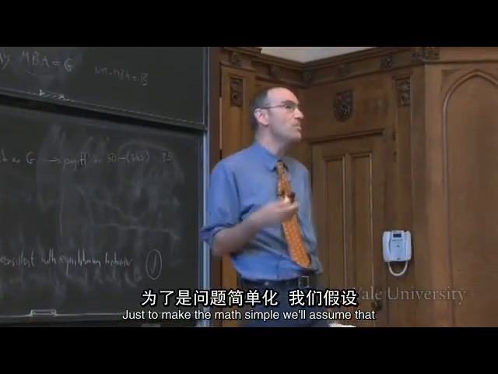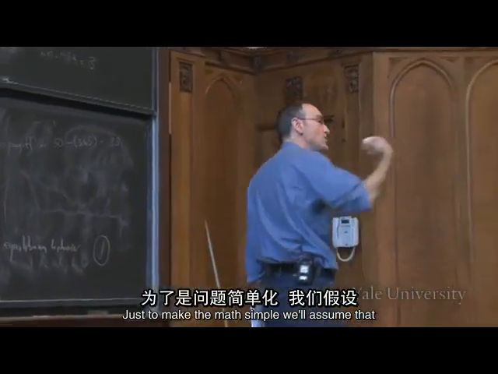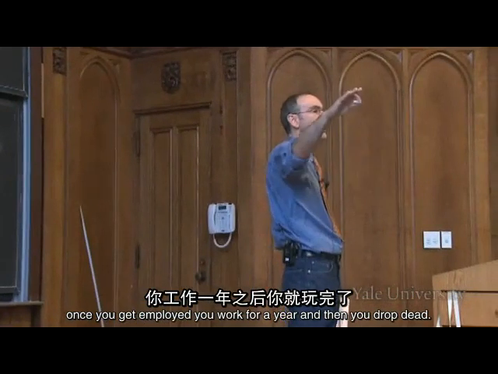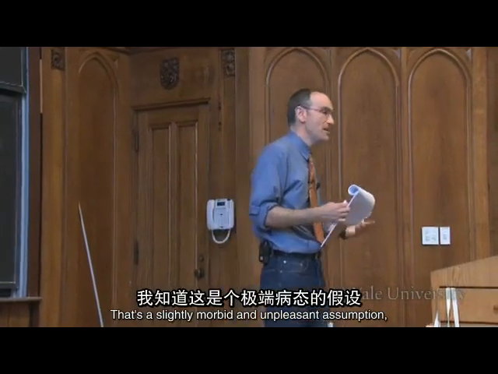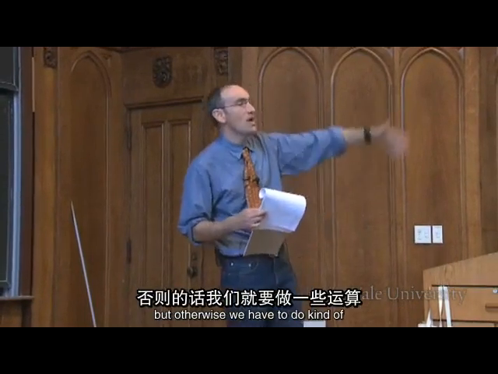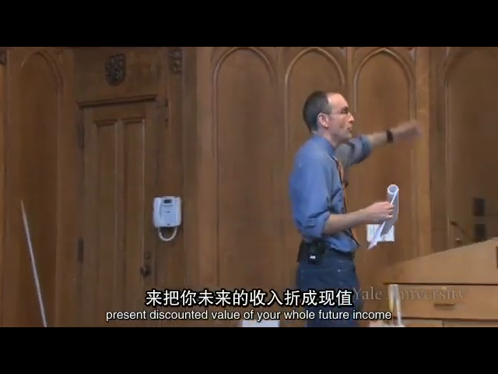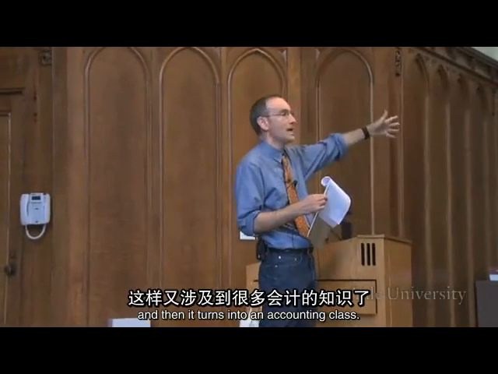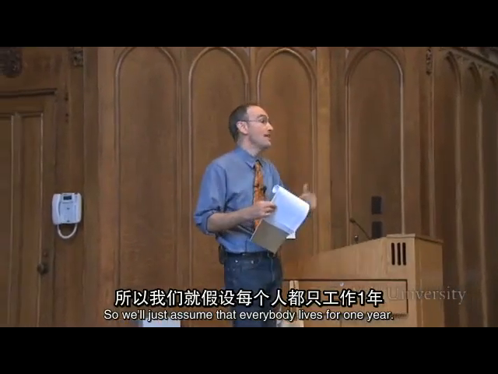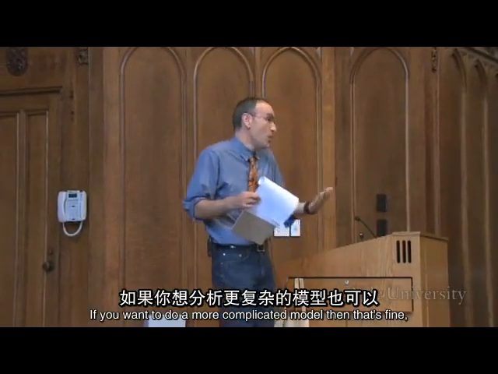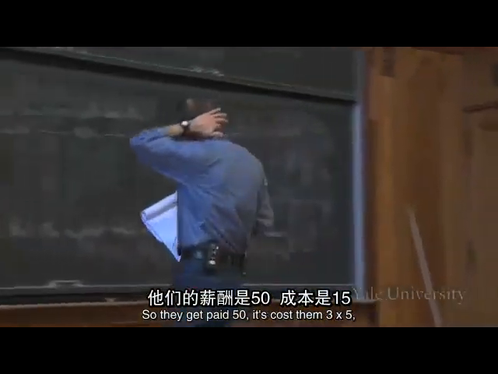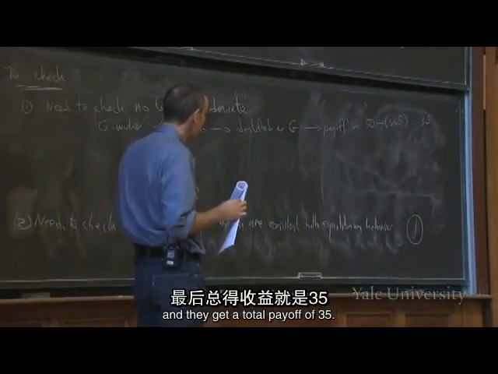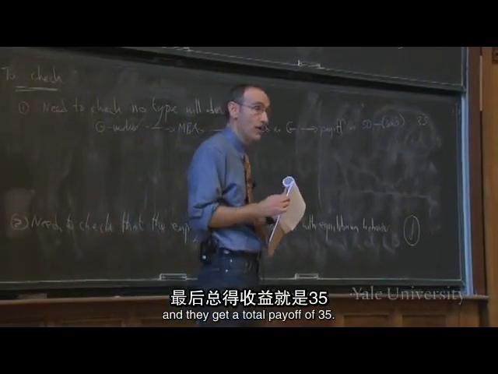Just to make the math simple, we'll assume that once you get employed, you work for a year and then you drop dead. All right? That's a slightly morbid and unpleasant assumption, but otherwise we have to do the present discounted value of your whole future income, and then it turns into an accounting class. So we'll just assume everybody lives for 1 year. If you want to do a more complicated model, that's fine. The idea will be the same. So they get paid 50. It costs them 3 times 5, and they get a total payoff of 35.